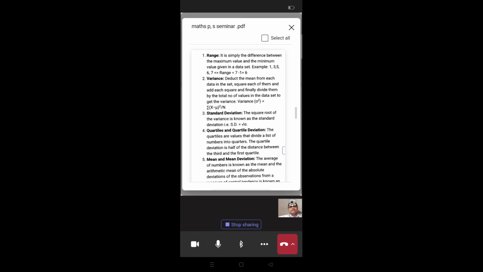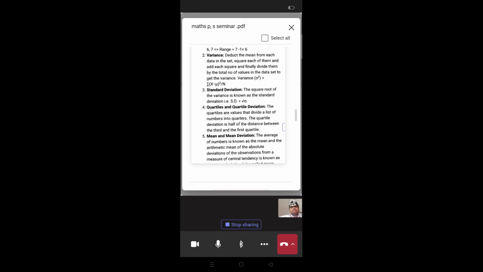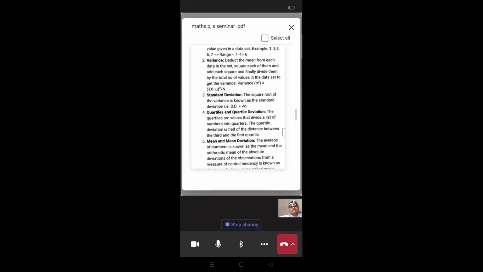Variance. Deduct the mean from each data point in the set, square each of them, and finally divide by the total number of values in the data; this is said to be variance. Variance is denoted by sigma square. We have the formula: sigma square is equal to the sum of all (x minus mu) square divided by n. So let's move to the standard deviation. The square root of the variance is known as the standard deviation. SD is equal to the square root of the variance.